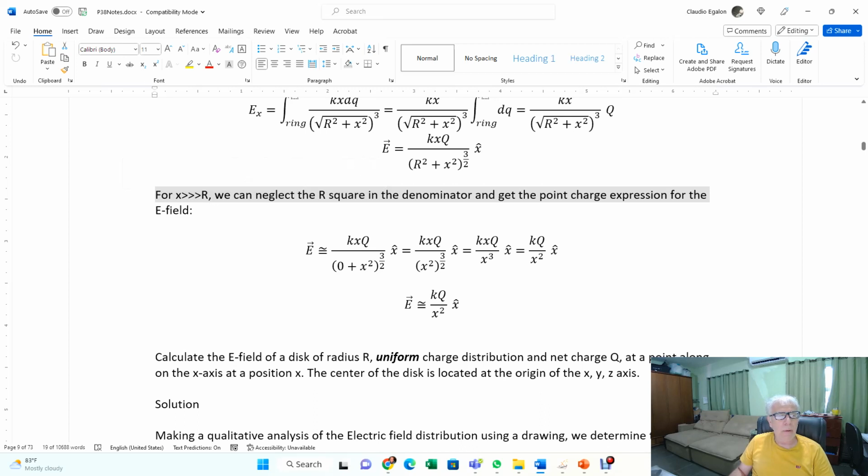So, since x is much greater than r, we can neglect this r squared. And let's see what we get, right? Now, notice that I put an approximation right in here. I made r approximately equal to 0 because x is much greater than r. And we have this relationship. And finally, look what we get. We get the case of a point charge, right? kq over x squared in the x direction.